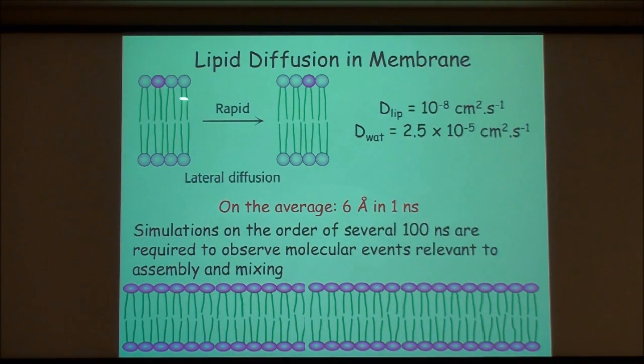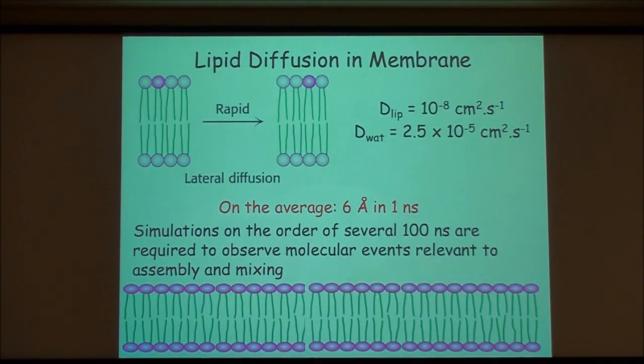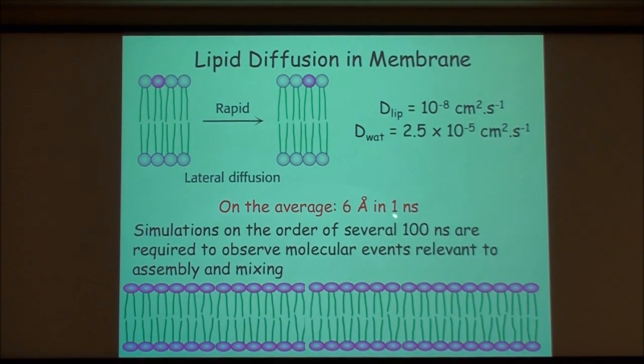If you look at the diffusion of lipid molecules, for example, within the same monolayer or same leaflet, the diffusion constant is 10 to the minus 8 centimeters squared per second. Just to give you an idea, it's about 3 orders of magnitude smaller than water diffusion. So that translates into a very slow lateral diffusion of lipid molecules within the membrane. It doesn't mix. On average, you will have about 6 angstrom in 1 nanosecond, and you have to have hundreds of nanoseconds of simulation in order to be able to see when lipid molecules exchange their position. This is one example of the slow processes that we are interested in simulating.